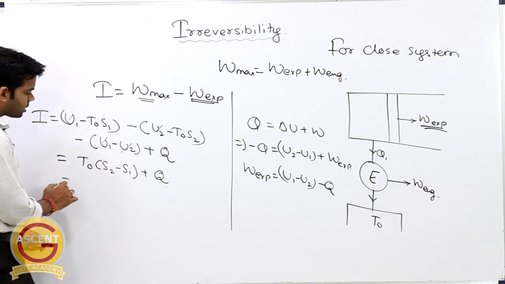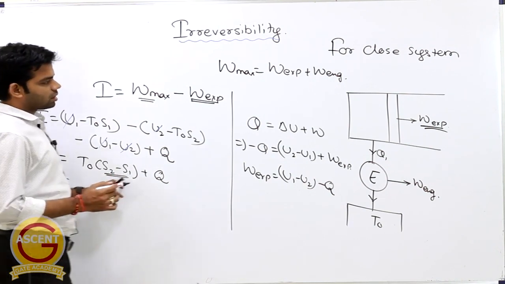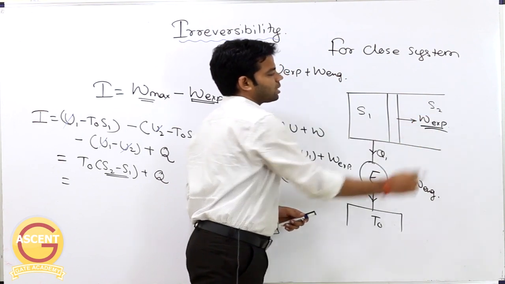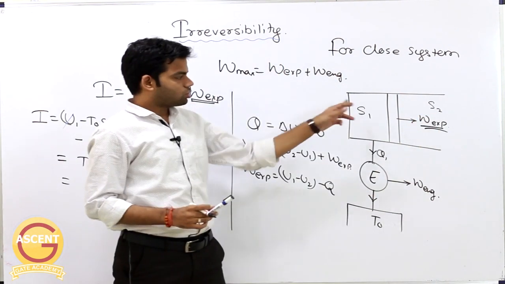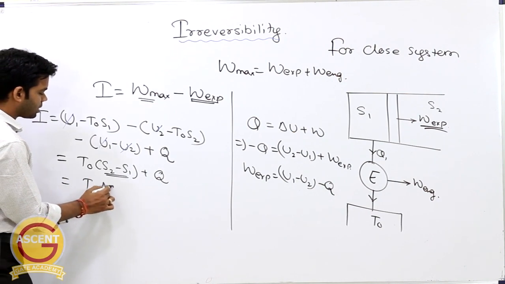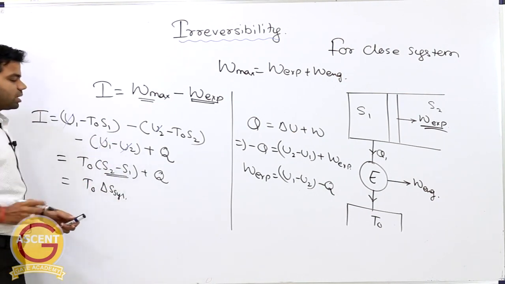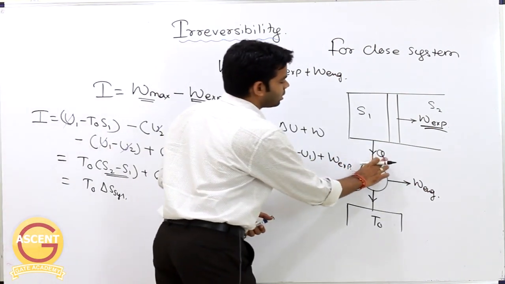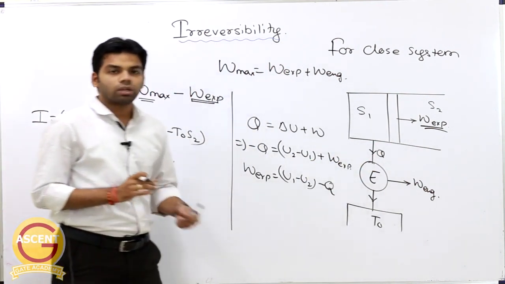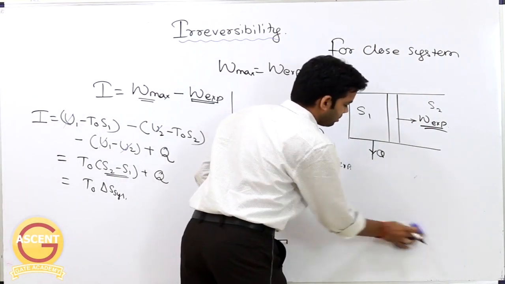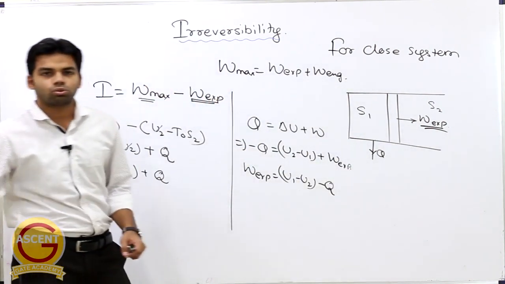Now, what is this S2 minus S1? This S2 minus S1 is nothing but change in entropy of the system. Initial entropy was S1, final entropy after expansion is, let's suppose, S2. So, this S2 minus S1 is nothing but change in entropy of the system. So, this will be T naught into del S system, first thing. Getting this? Now, what is this Q? So, this Q is nothing but the heat released to the atmosphere. Okay. Here we are not running this engine. Simply the heat Q is released to the atmosphere.